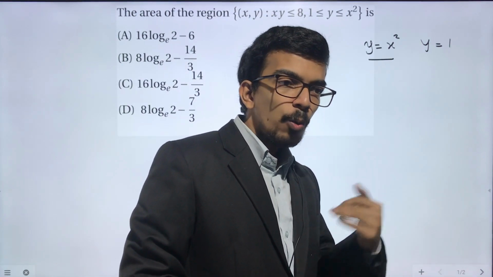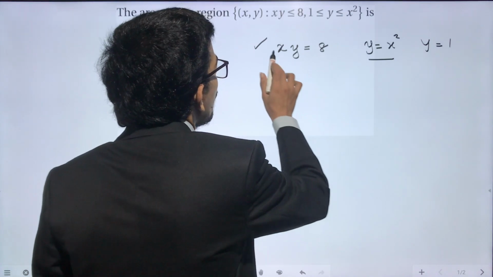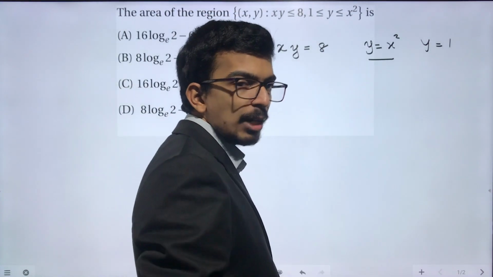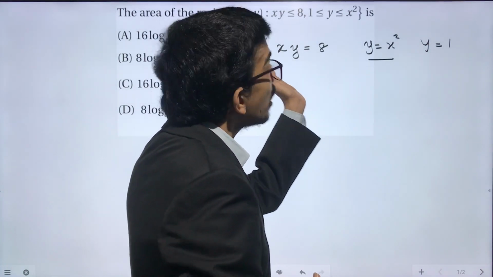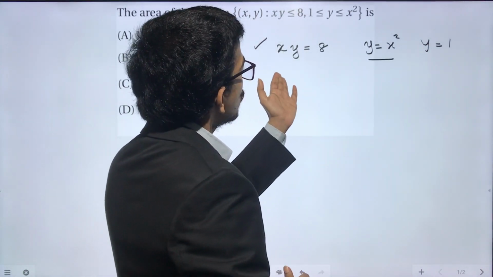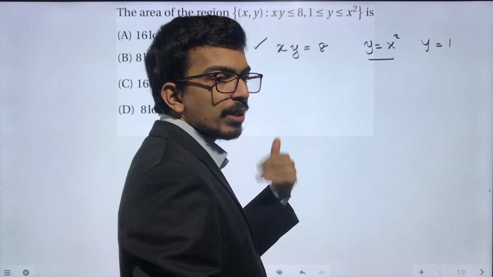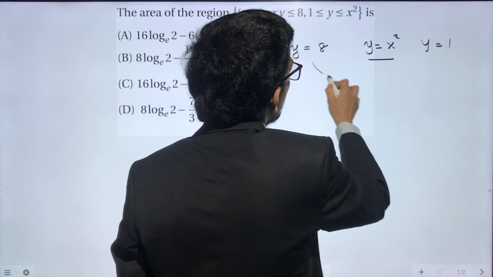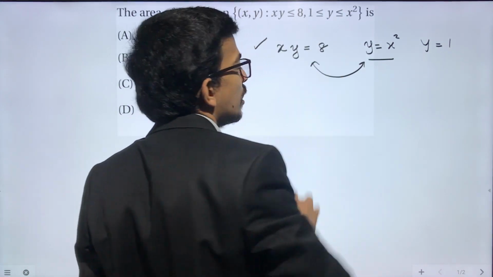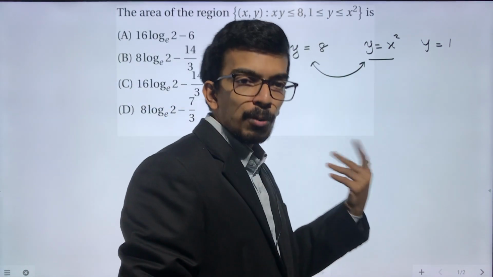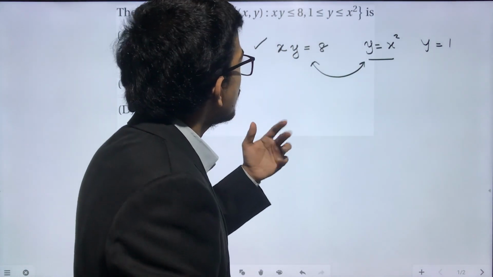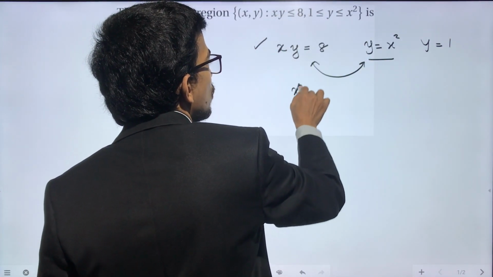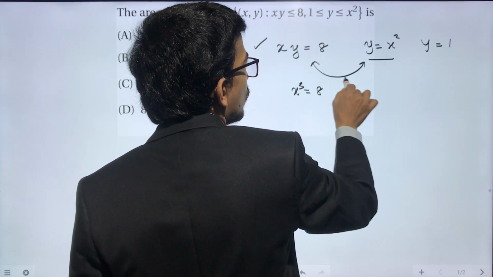Fine. Now we have to find the region which satisfies these inequalities. Before that, we have to plot the corresponding equations. And before plotting, we need to check whether these are intersecting somewhere. That will give you a better idea before plotting the figures. So xy equal to 8 and y equal to x squared: when you put y equal to x squared, we have x cubed equal to 8. So x is equal to 2.